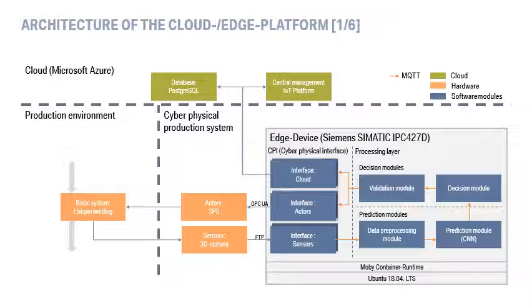The production level contains all production units. The cyber-physical production system is close to the production line, and it contains all necessary components to classify the defects and to initiate a rework. The actual edge device is also located in it. The edge device is an industrial PC which provides the necessary computing power.